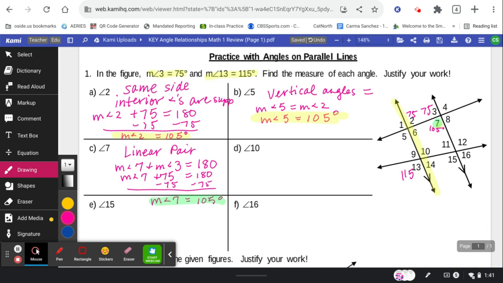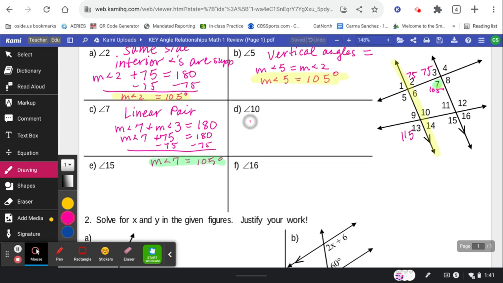Okay, measure of angle 10. You see a relationship there? Measure of angle 10 is equal to the measure of angle 13. Do you remember why? You got it. Vertical angles are equal. And so measure of angle 10 is equal to 115, which was given to us in the problem, degrees.